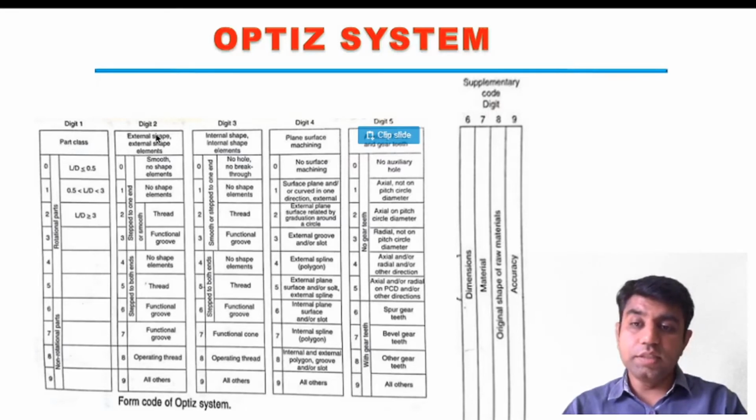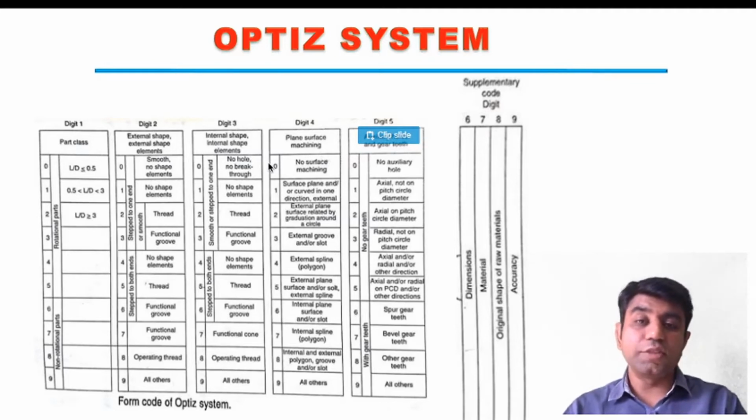In the same way, the second digit defines the external shape and the different elements of the external shape, right? For example, if the shape is smooth, with no shape elements, then it will be defined as 0, right? In the same way, for other shapes it may be 2, 3, and so on. So each digit will define certain parameters of the particular part. The third digit is for the internal shape and the internal shape elements, right? For that we have different sequences.